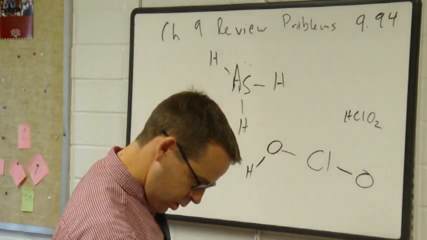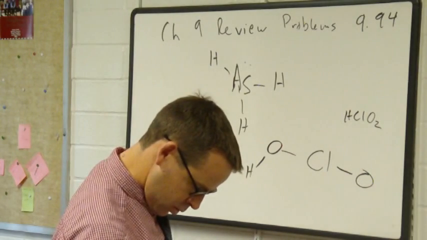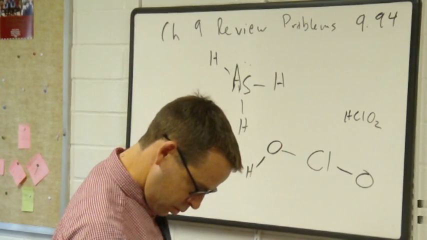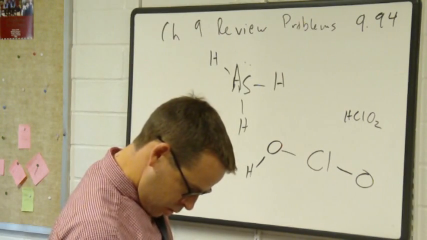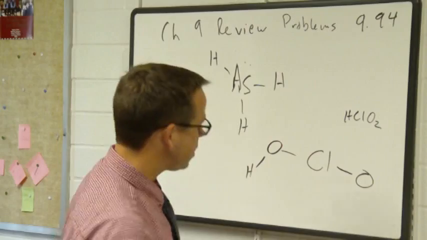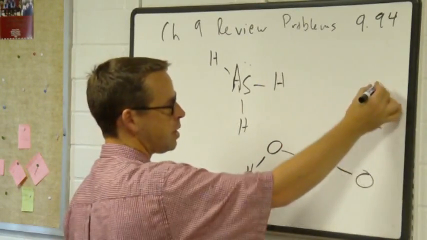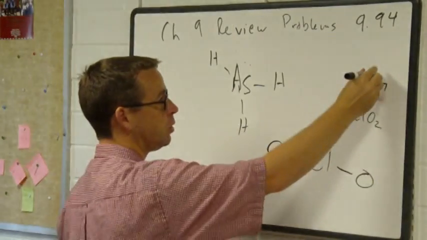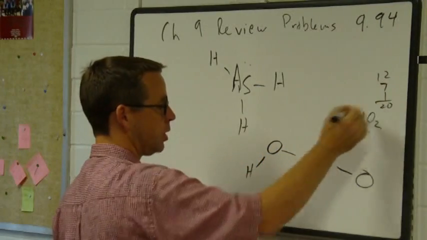We're drawing a Lewis structure for HClO2, 994. Oh, I guess not. I thought we already drew this one. HClO2. All right, so chlorine brought 7 electrons. Oxygen brought 6 times 2 is 12. And hydrogen brought 1, right? So 12, 19, 20. So a total of 20 electrons.